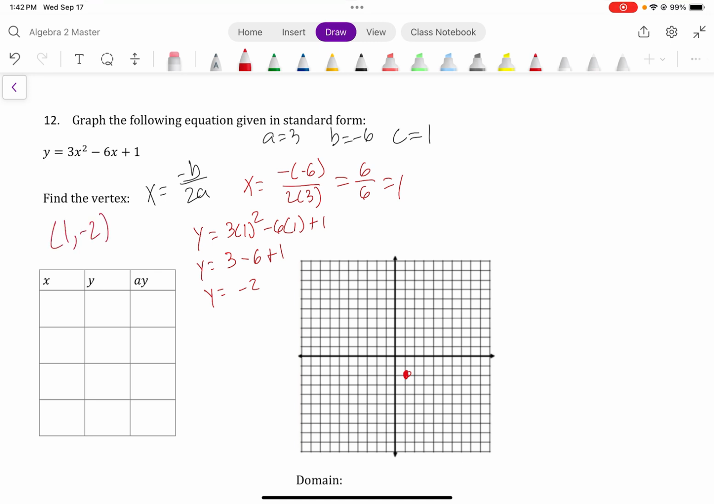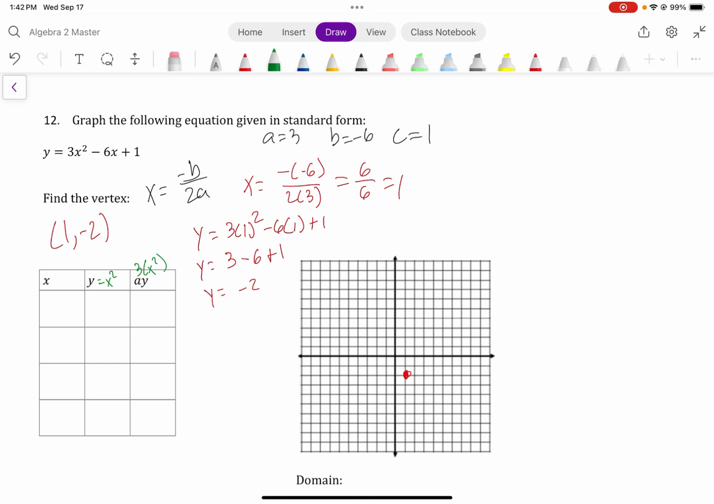That is now supposed to be the hardest part of the rest of the problem. Because what I'm going to do, notice we have x, y, a, y this time instead of x, y. My a value is 3. My y value is just like my parent function, x squared.